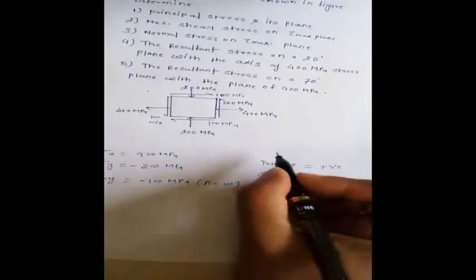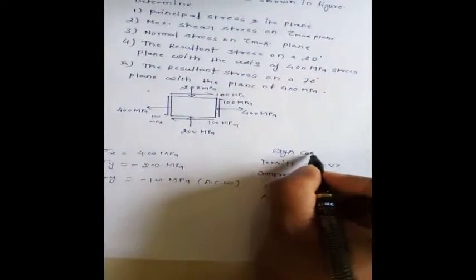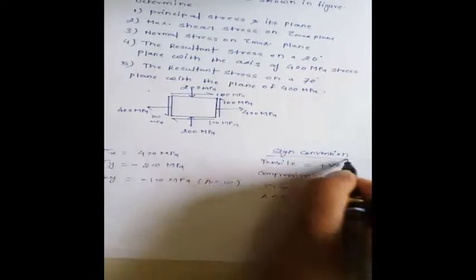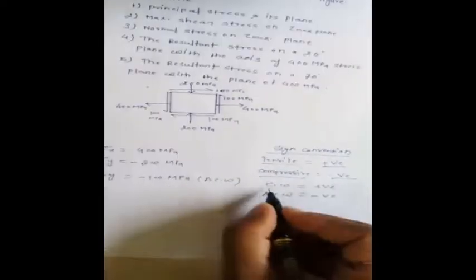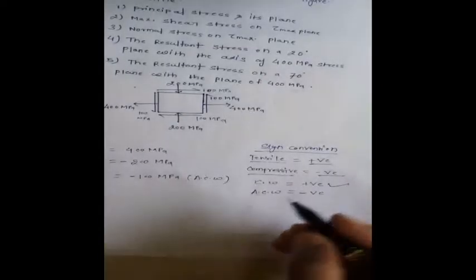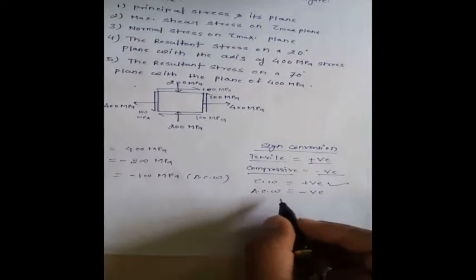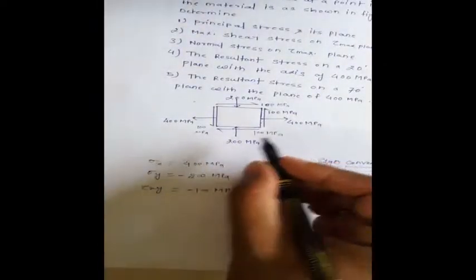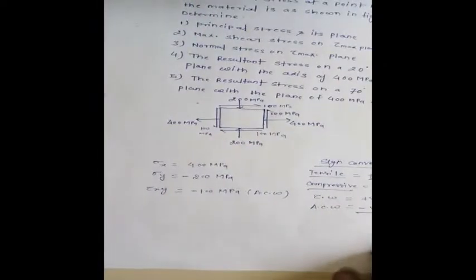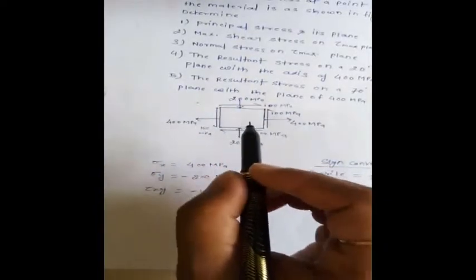So first, as per our sign convention, that we can take: tensile positive, compressive negative. If the shear stress rotates the body clockwise, we consider it positive, and if it rotates the body or the system anti-clockwise, we consider it negative. Based on this sign convention we can take the values from this machine component, this complex stress state condition.